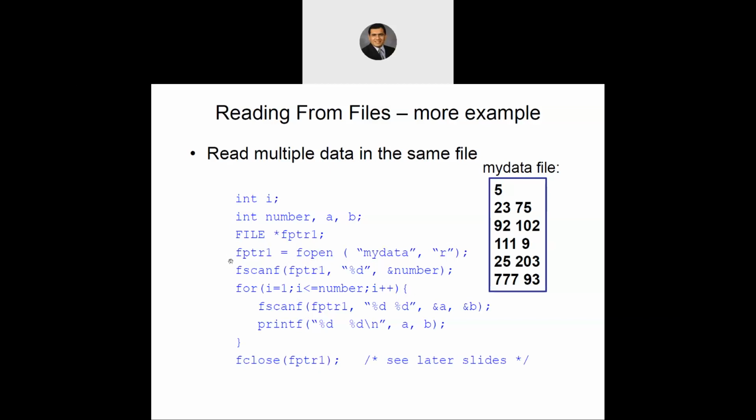Now I'm saying that the file pointer is associated with my data. Again, .txt is missing. My data.txt, open in the read mode. So read the first value and store it inside number. Remember, the cursor starts from BOF. 5 will be stored inside number. Why 5? Because there are 1, 2, 3, 4, 5 rows.